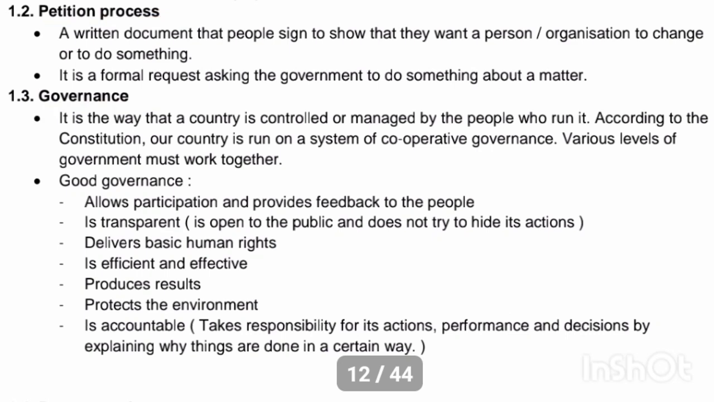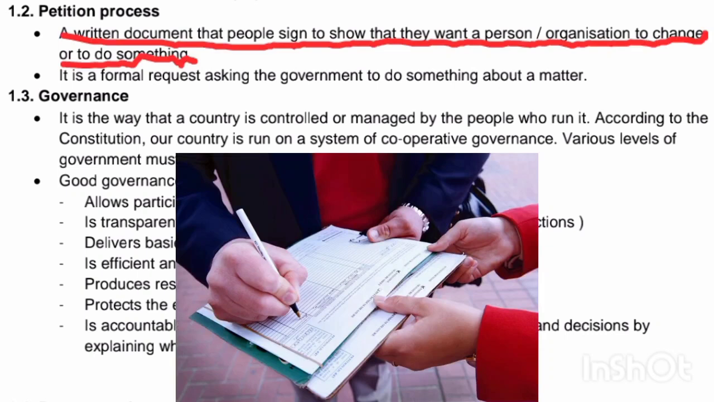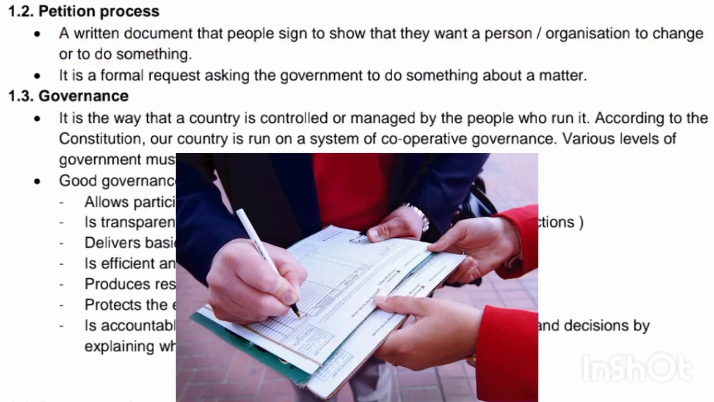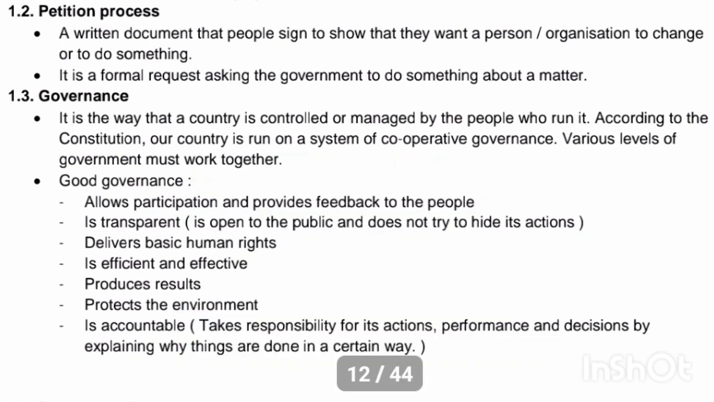And what else? Point two, it says petition processes. It's a written document that people sign to show that they want a person or organization to change or do something. So I think it's just straightforward, because you get people to sign a petition. You don't just actually write what you want and then submit it to the organization or person. You just write, you get people's signatures to get their approval.